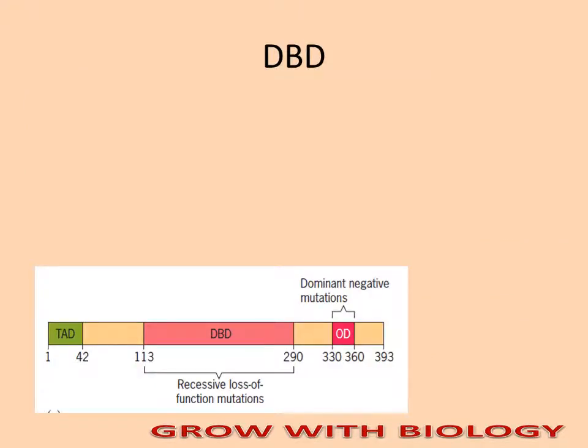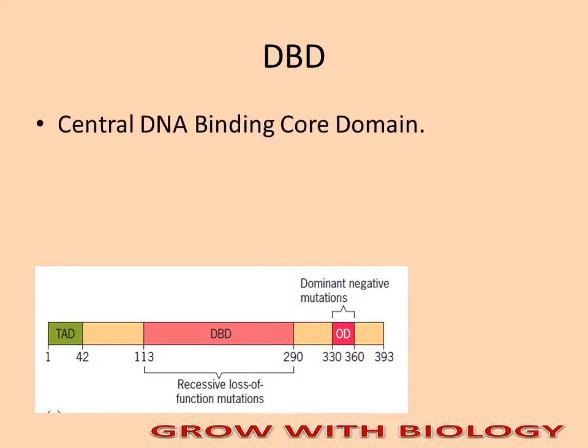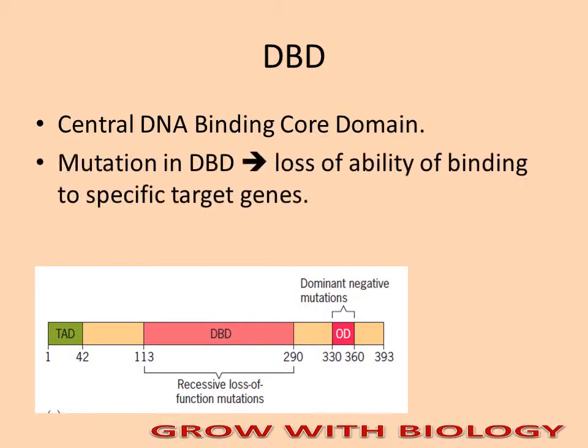Next is DBD. Now what is this? Now this diagram is of the P53 protein. Initially there is TAD, that is the N-terminal side, and OD at the C-terminal end, and the center is DBD. Now this DBD is the central DNA binding domain, and mutation in DBD will cause a loss of the ability of binding to the target site.